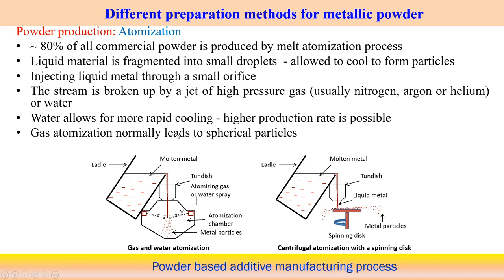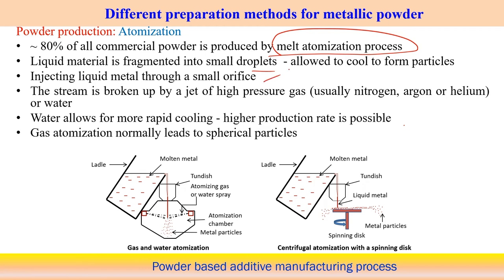If you see powder production following the atomization process, we can use gas and water atomization, or centrifugal atomization with a spinning disc. About 80% of commercial powder is produced by the melt atomization process. In melt atomization, the liquid metal is collected in a ladle and poured through a tundish, and then we use either an atomizing gas supply or water supply to form metal particles from the liquid metal. The liquid metal is fragmented into small droplets, which cool very quickly and form the particles.